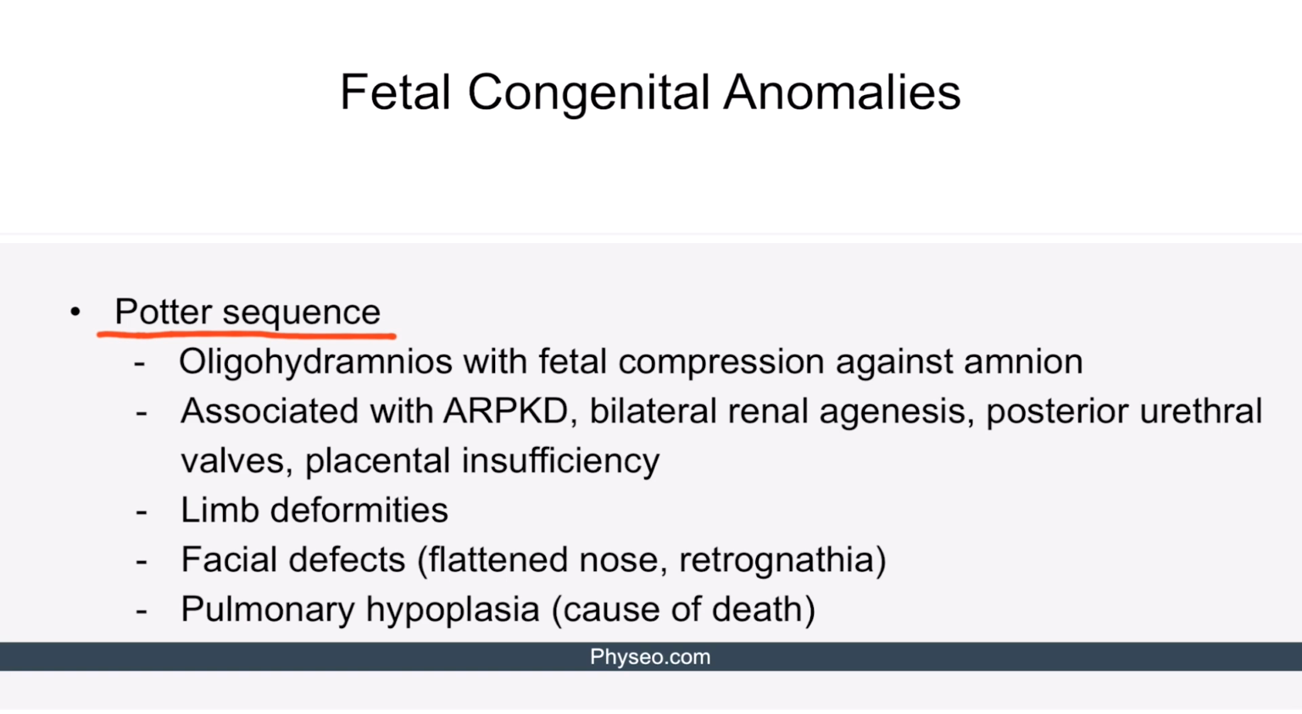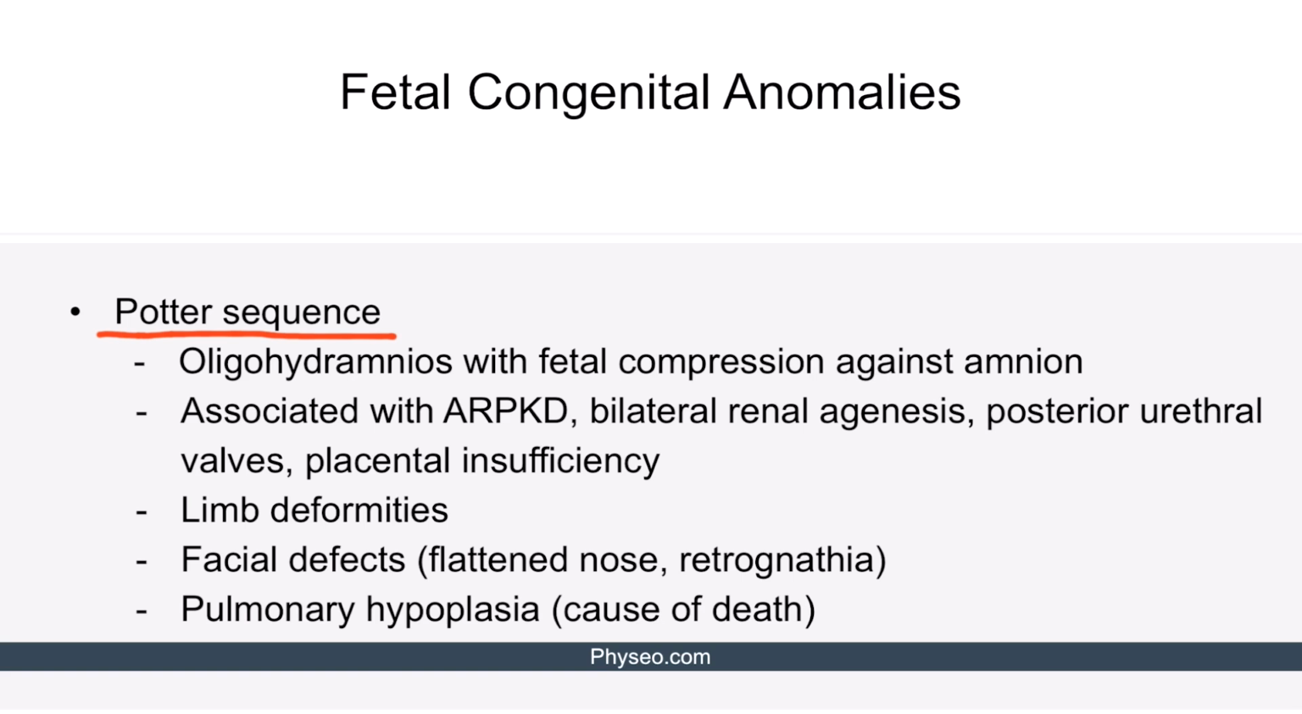Okay, so what actually happens to the patient that we call Potter sequence? Well, if you think of the amniotic fluid as a cushion that protects the fetus, then less of it means less cushion protection. So what ends up happening is that fetus is just compressed more. And so as it grows, it gets deformities. For example, the limbs will be deformed. And also there will be some facial defects, like a flattened nose and a retracted jaw, also known as retrognathia. And most importantly, a fetus with Potter sequence has pulmonary hypoplasia. And that's actually the most common cause of death in this condition.